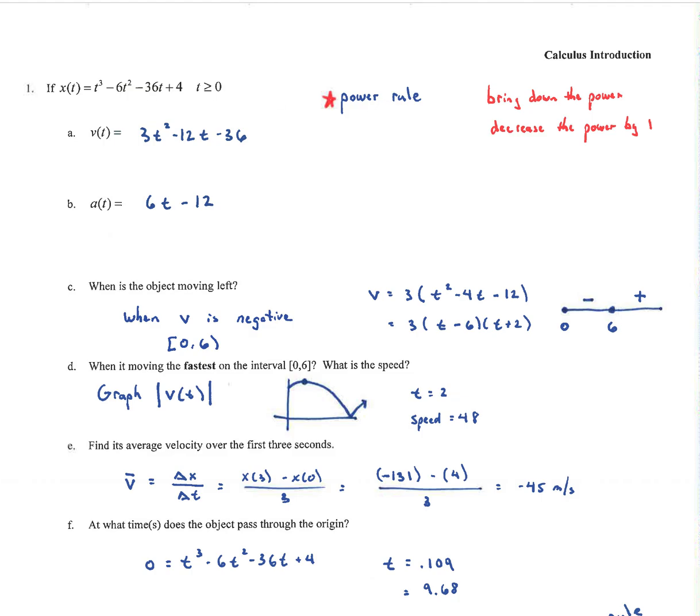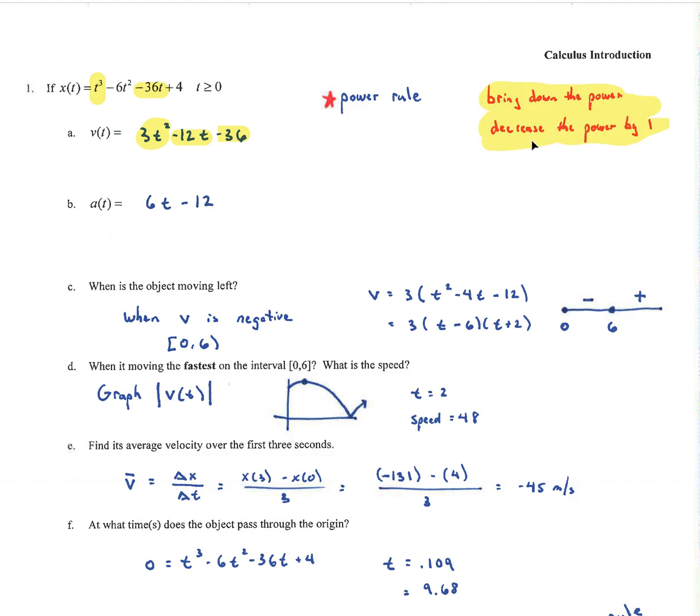The power rule is just a rule that we use to take derivatives of polynomials, and this is very easy. The power rule simply says we can take the derivative of each one of these separately. The derivative of t cubed is, bring the power down, decrease the power by 1. The derivative of t cubed is 3t squared. The derivative of negative 6t squared is negative 12t. The derivative of negative 36t is negative 36. And that's just following the nice, easy power rule.